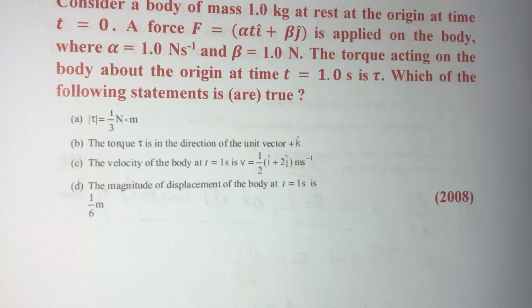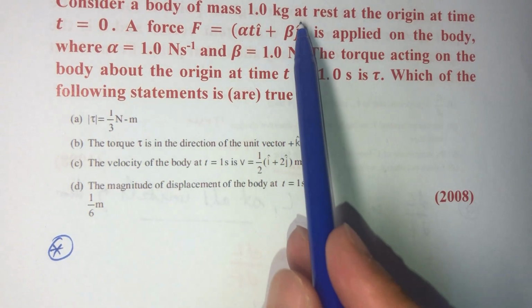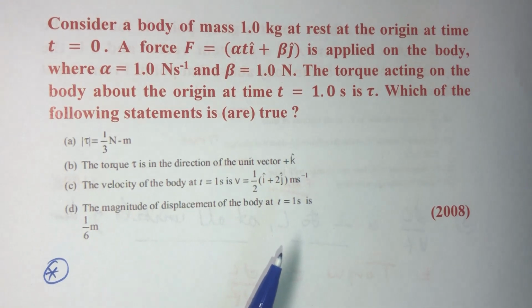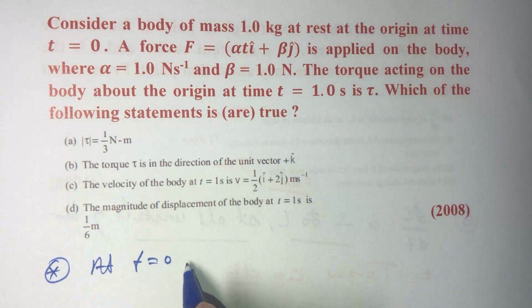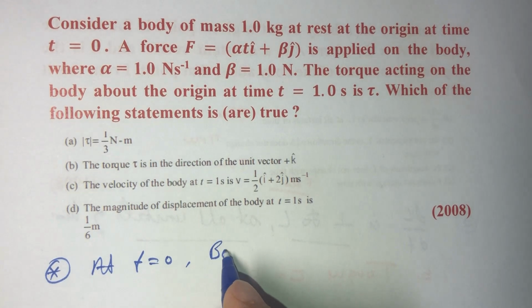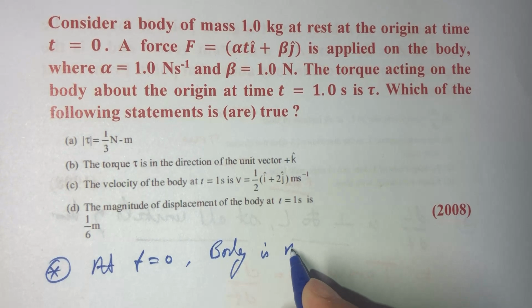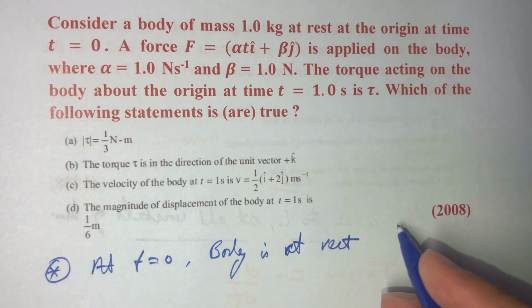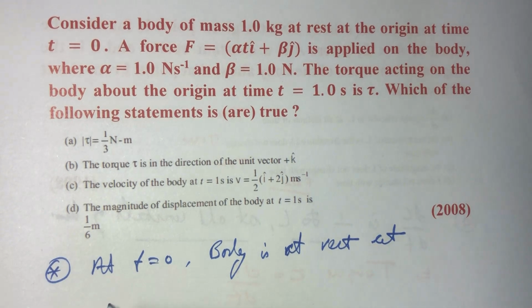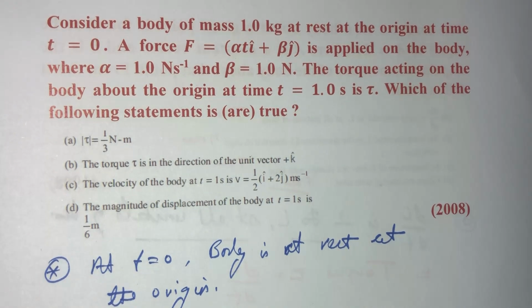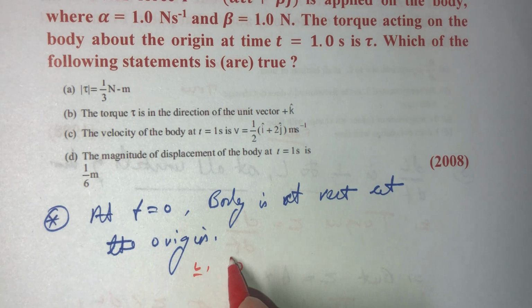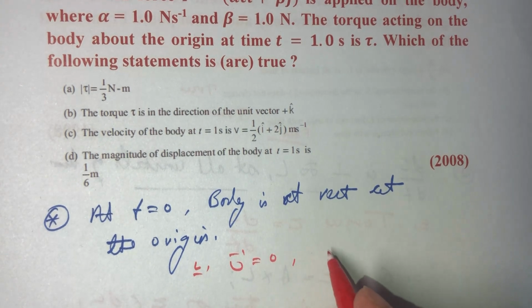So it is given to us that at time t = 0, the mass of 1 kg is at rest at the origin. So you can say at t = 0, the body is at rest at the origin. Therefore we can say that velocity will be equal to 0 and r will also be equal to 0.